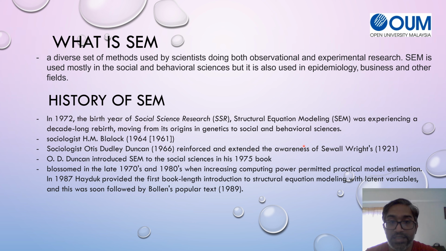O.D. Duncan introduced SEM to the social sciences in his 1975 book. It blossomed in the late 1970s and 80s when increasing computing power permitted practical model estimation. So in 1987, Hayduk provided the first book-length introduction to structural equation modeling with latent variables, and this was soon followed by Bollen's popular text in 1989.